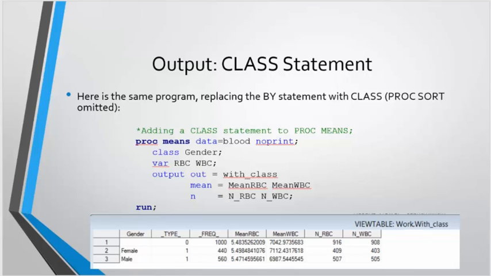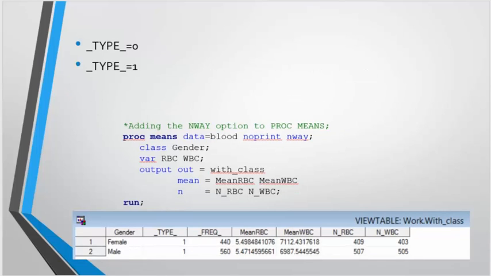This is the same program, but I'm replacing the by statement with a class statement. And notice I don't need to sort by gender beforehand. This is what the output looks like. You can see here that I have the first row where no gender is specified, and that is the grand mean and grand number of non-missing values for each variable. Then below for type 1, it's breaking it out by gender, female and male. Female is first because F comes before M in the alphabet.